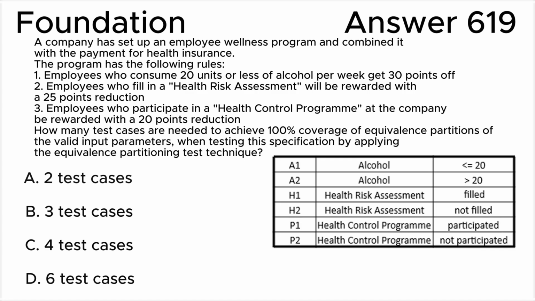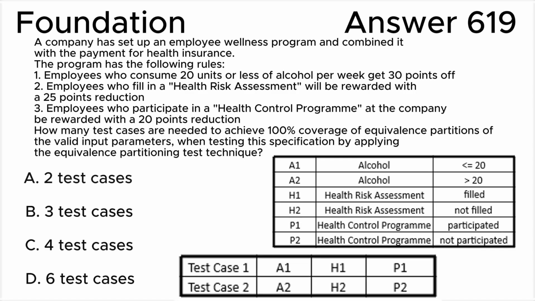Equivalence partitioning requires each partition to be exercised at least once. The three inputs are independent, Boolean, yes-no conditions. You can, therefore, cover all partitions with just two well-chosen test cases. Example minimal pair. Test case 1: alcohol less or equal 20, assessment filled, program participated. Covers A1, H1, P1.